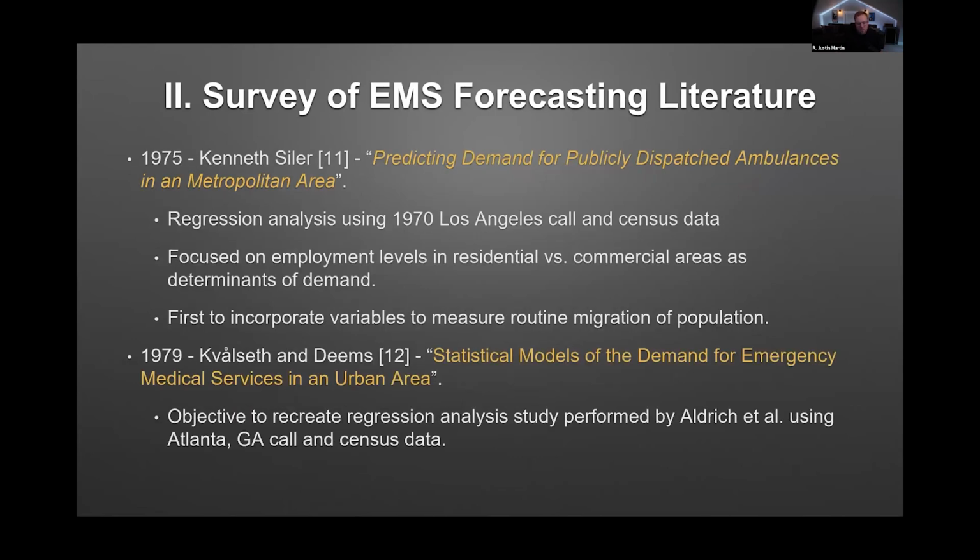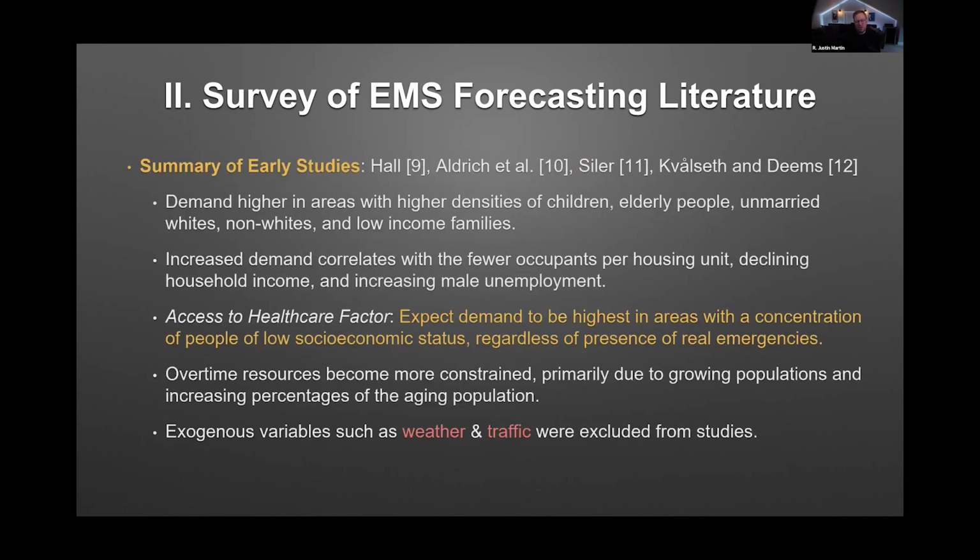Throughout the 70s, there's a couple more studies, again, all of which focused on regression, where they're just incorporating different variables using call and census data. And so here's just a quick summary of those studies. Basically, what they found was things that might seem very intuitive to us today, that demand is higher in areas with higher densities of children, elderly people, unmarried, whites, non-whites, and low-income families, is where they found demand to be, again, more concentrated. And that increased demand correlates with the fewer occupants per household.